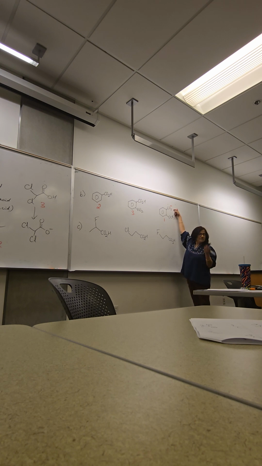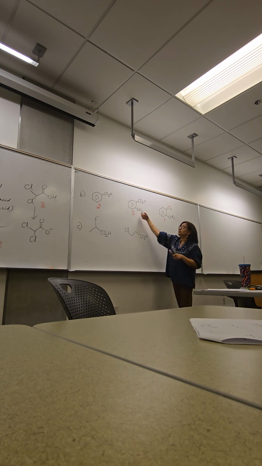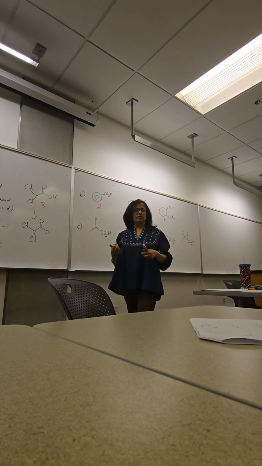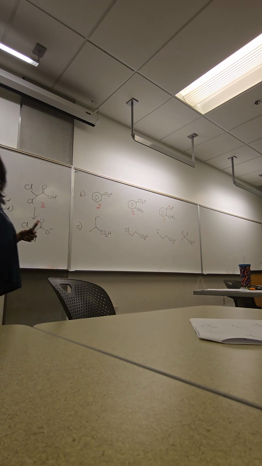So is that stabilizing or destabilizing? Destabilizing. Exactly. What about the nitro group? It is an electron withdrawing group. So what does that do to the conjugate base? It stabilizes it by pulling the electron density away from the oxygen. Does that make sense, everybody? Okay, last one, which is kind of the same as the first one.